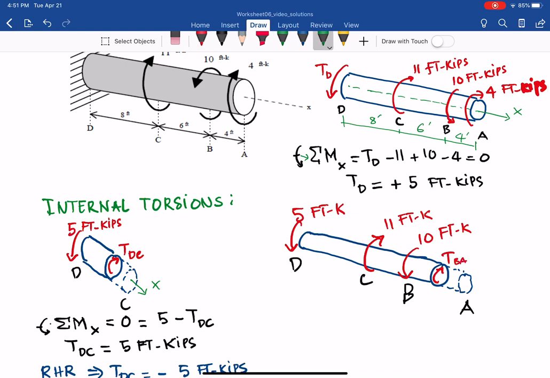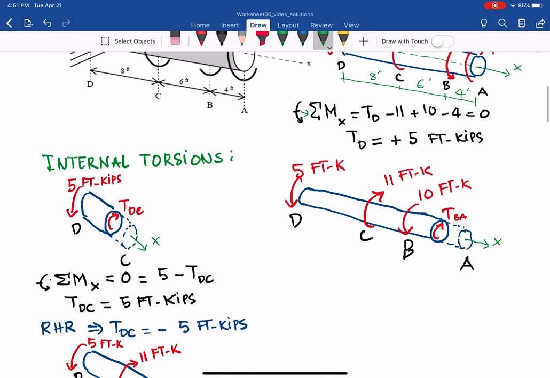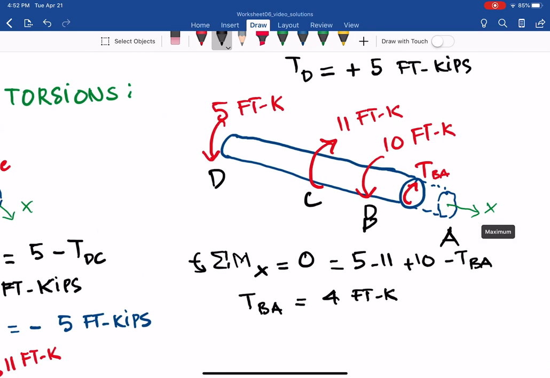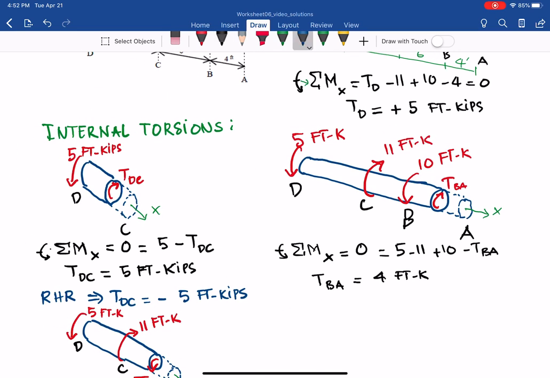So from that we can assume TBA, and in this case we assume it in the negative based on the right hand rule in our diagram. So from that we can do exactly the same sum of all the moments about x, assume positive in the right hand rule. 0 equal to 5 negative 11 plus 10 negative TBA. From that we can have TBA equal to 15 minus 11, so it will be 4 foot kips. And based on our diagram we assumed it negative based on the right hand rule. Then as you can see the answer is positive, it means it's negative based on the right hand rule. So we have TBA equal to negative 4 foot kips.